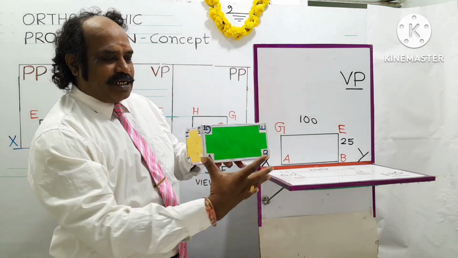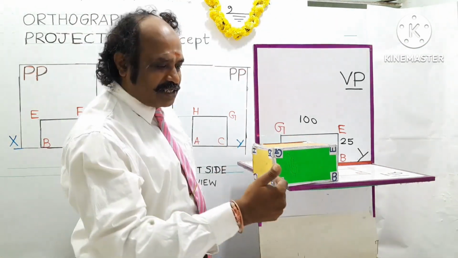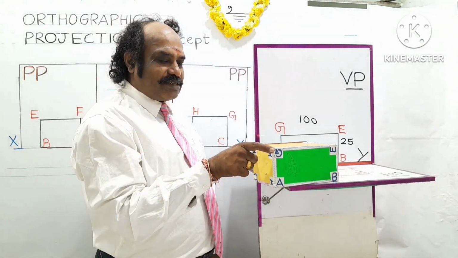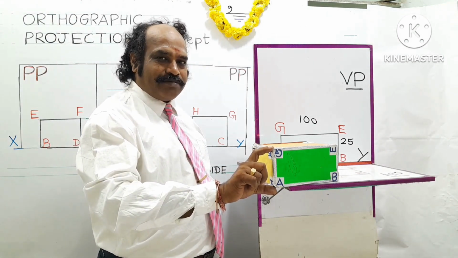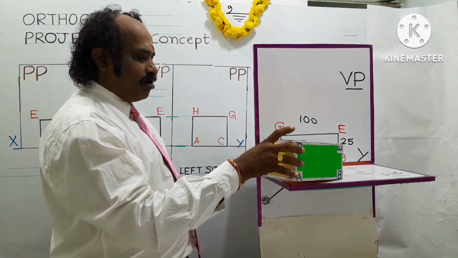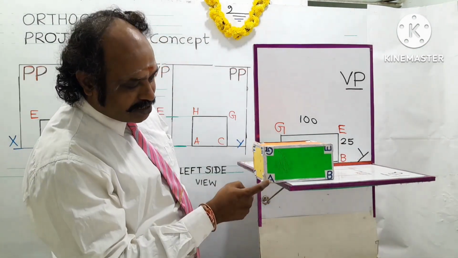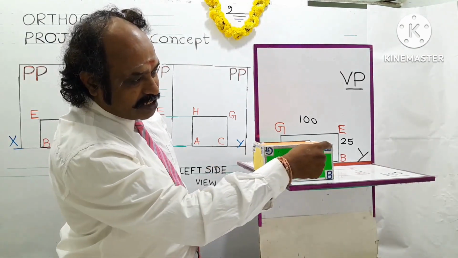Height, length, breadth. Okay. Consider the length of the object as 100 mm, breadth of the object as 50 mm, and height of the object as 25 mm. So the three-dimensional object is shown here, and the corners are marked. The base corners are marked as A, B, and the top corners marked as G, E.